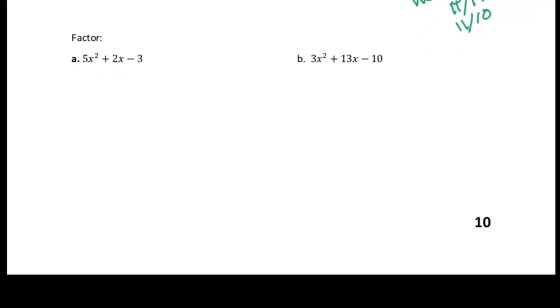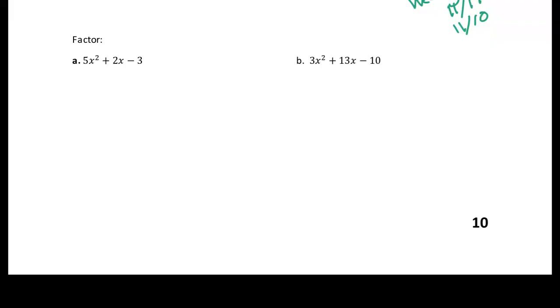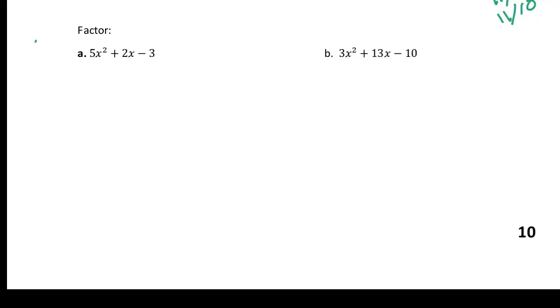All right, so this is audience participation. This is good. Last two problems. 5x squared plus 2x minus 3. What do I need to look for first? GCF. Do I have one with 5, 2, and negative 3, and x is only on the first two terms? No. So no GCF. So since it's a trinomial, what do I go to next?